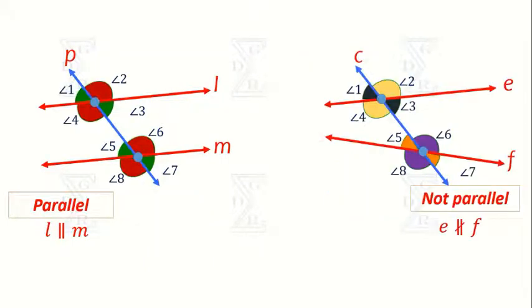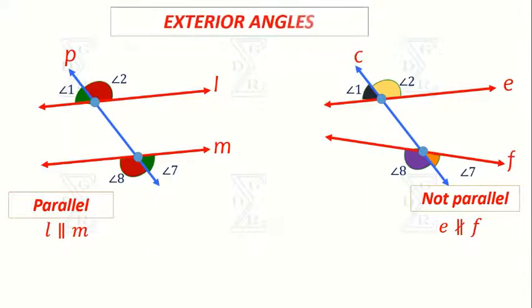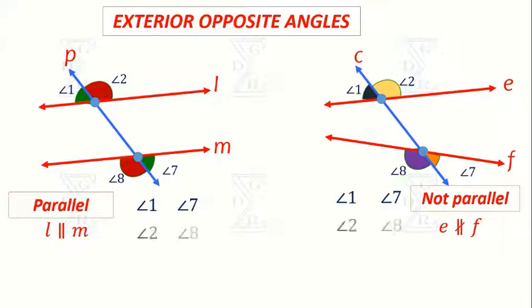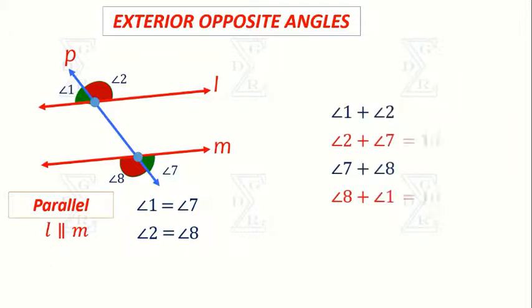Similarly, in the transversal, exterior angles are 1, 2, 7, and 8. Here, the exterior opposite angle of angle 1 is angle 7, and of angle 2 is angle 8. Exterior opposite angles are equal if the lines are parallel, otherwise not equal. Another important point: if the lines are parallel, the sum of any two adjacent angles is equal to supplementary or linear pair, that is, 180 degrees.